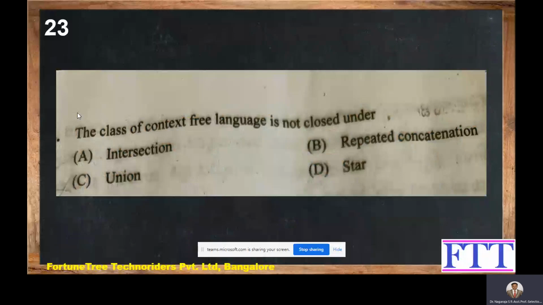The class of context-free languages is not closed under: option A intersection, option B repeated concatenation, option C union, option D star. So the right answer is option A, intersection.